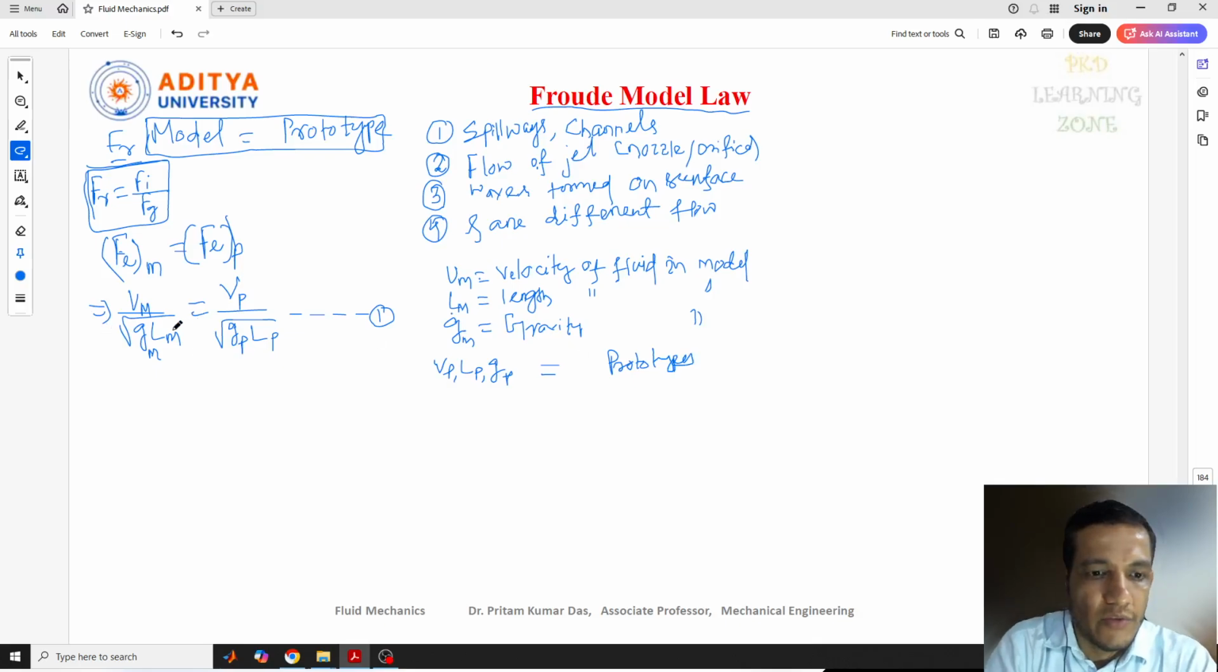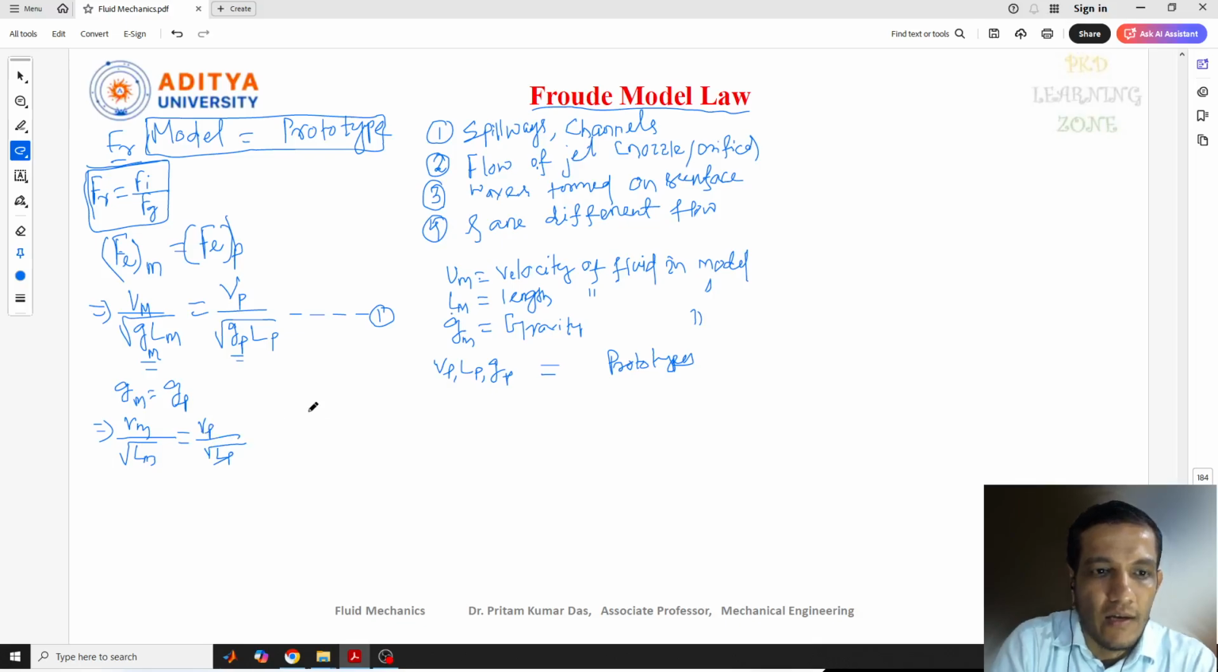Now as per this we can see the Gm and Gp, both are gravity. So both are gravity that is going to operate at the model condition and the prototype condition. So the gravity is not going to differ that much. So we can consider Gm equal to Gp, so that we can further write Vm divided by root over of Lm equal to again Vp divided by root over of Lp.